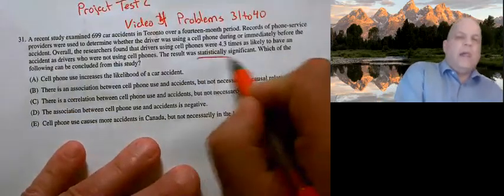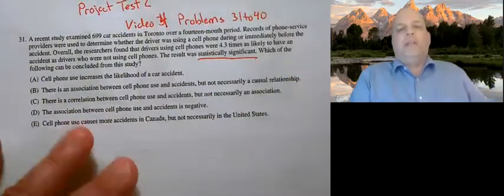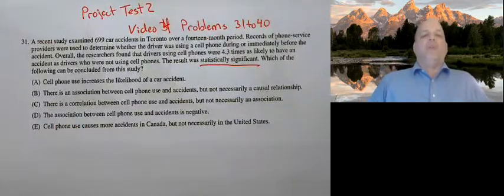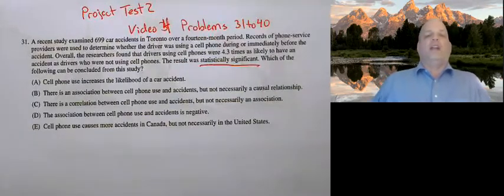This is important. That means we had a very small p-value. We say that there is a difference. Which of the following can be concluded? Cell phone use increases the likelihood of a car accident, and we cannot say that.